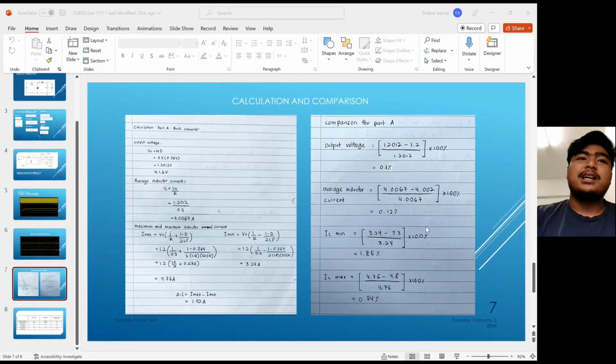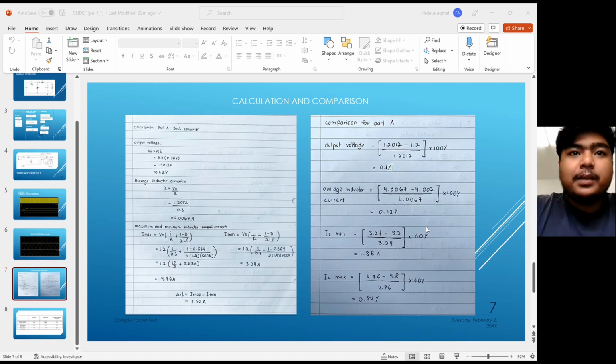Of our simulation, which is the output voltage, the average inductor current, and the maximum and minimum inductor current. This will be the comparison for part A. This is the formula that you can see: the output voltage will be 0.1 and the average current is 0.12 percent. This is for the percentage and this is for the total of the current. Okay, now pass to the next person.